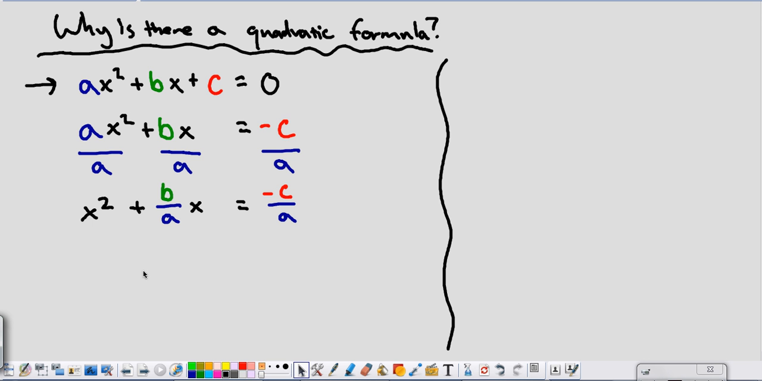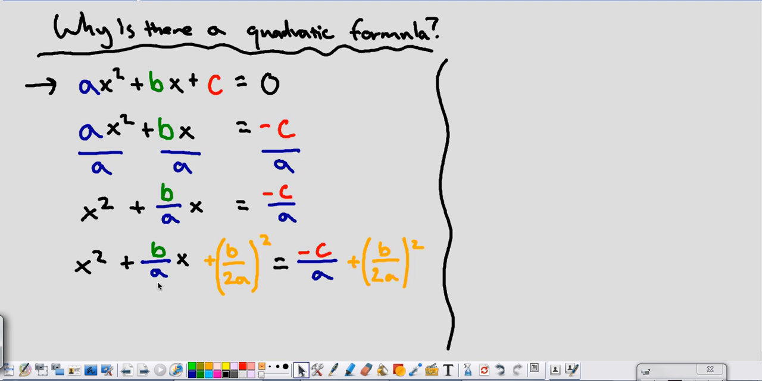Alright, now we're going to do something called completing the square, which is really important. So we start off with our base equation right here, x squared plus b over a x equals negative c over a. It's the same as the one up here. But what we're going to do now is divide b over a by 2, and square it. And that completes the square for us. I'm going to add that to both sides. So that gives me plus b over 2a squared on both sides.